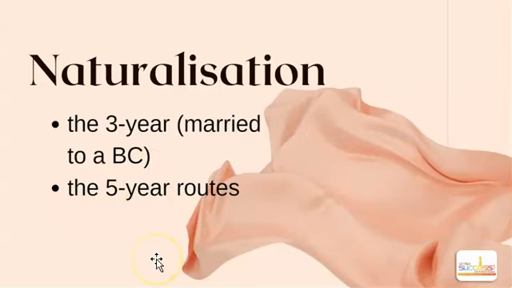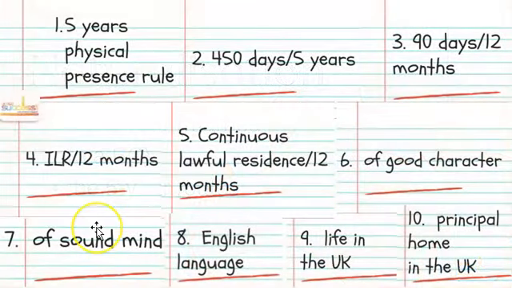Those who follow the 5-year route, those who are not married to a British citizen, will need to meet 10 requirements, and here they are. A person will need to prove that he or she was in the UK at the beginning of the period of 5 years ending with the date of application. The second requirement is that the person was not absent from the UK for more than 450 days in the last 5 years. And the third is that the person was not absent from the UK for more than 90 days in the last 12 months.